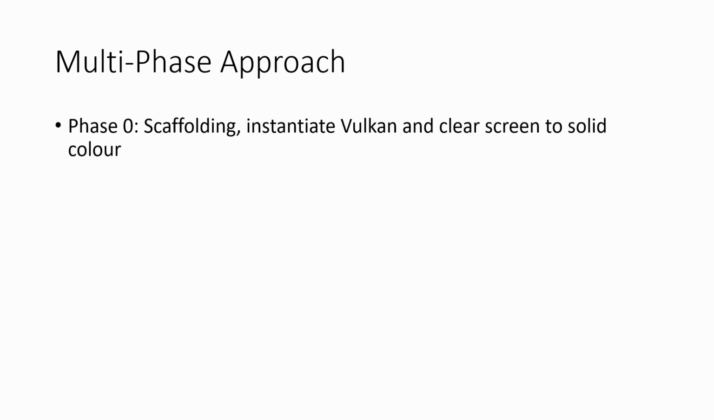So phase zero is going to be the scaffolding process, where we set up the actual renderer itself at the front end and the back end and just get all those things hooked up and in place. And we're also going to instantiate Vulkan, and we're going to clear the screen to a solid color. And that is all we're going to do in phase zero. With Vulkan, that's quite a lot more work than you think it might be. And so that is why I'm drawing the line there for phase zero.